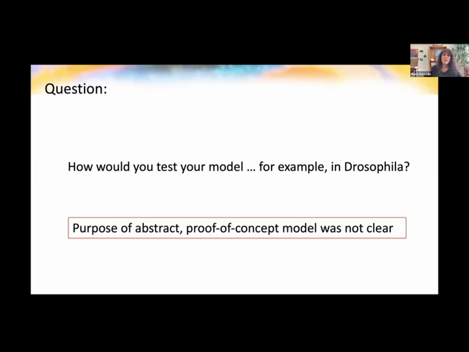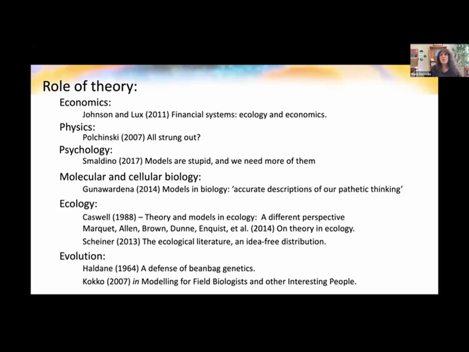So this was telling me that the purpose of this very abstract proof of concept model was just not clear. I'd done a very bad job in explaining what I was trying to do. So I'm not the only one that's run into this problem of empiricists mainly not really understanding what we're trying to do in models. This has been brought up as an issue in economics, in physics, in psychology, in molecular and cellular biology, and ecology and evolution.